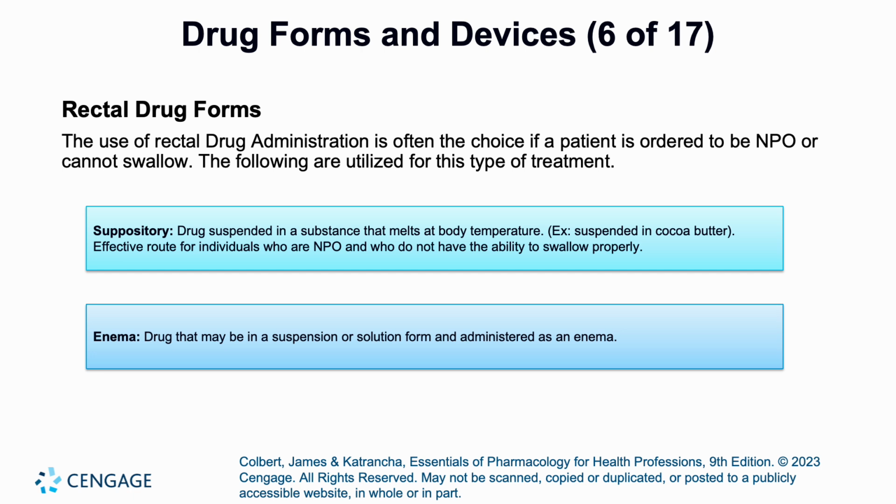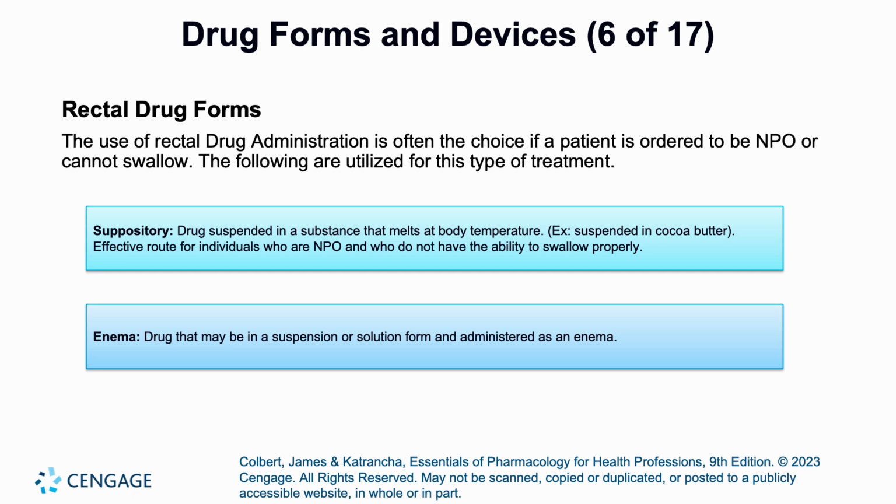Rectal drug forms. The use of rectal drug administration is often the choice if a patient is ordered to be NPO, remember back to our other lecture, NPO, nil per os, nothing by mouth, or cannot swallow. The following are utilized for this type of treatment. 1. Suppository. Suppository is a drug suspended in a substance that melts at body temperature, for example, cocoa butter. This is an effective route for individuals who are NPO and who do not have the ability to swallow properly.